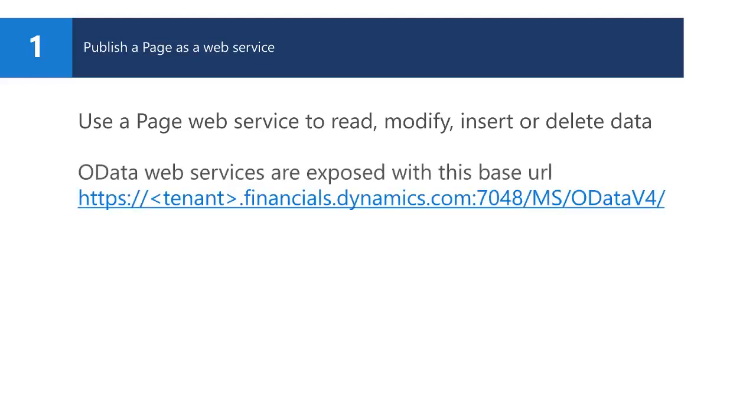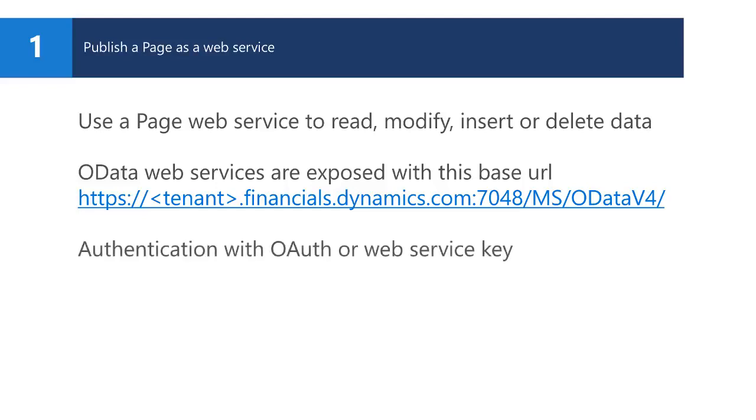Custom OData web services are exposed with a tenant-specific URL. There is no generic Dynamics 365 endpoint for custom web services because they are only deployed by means of an extension to a specific tenant.